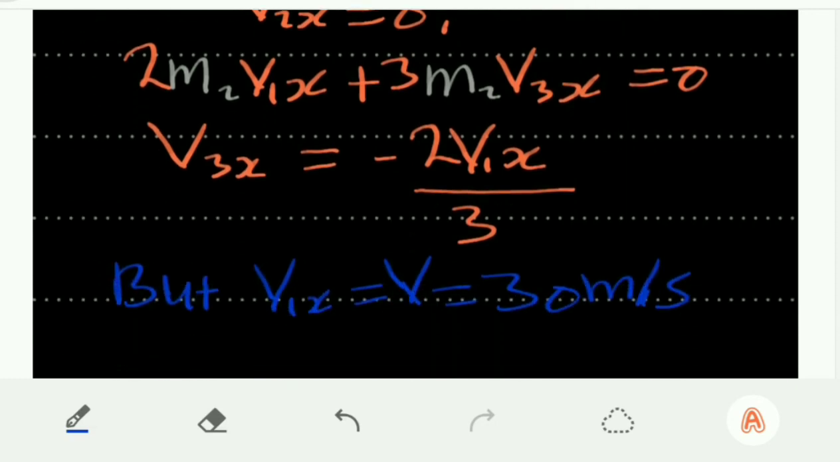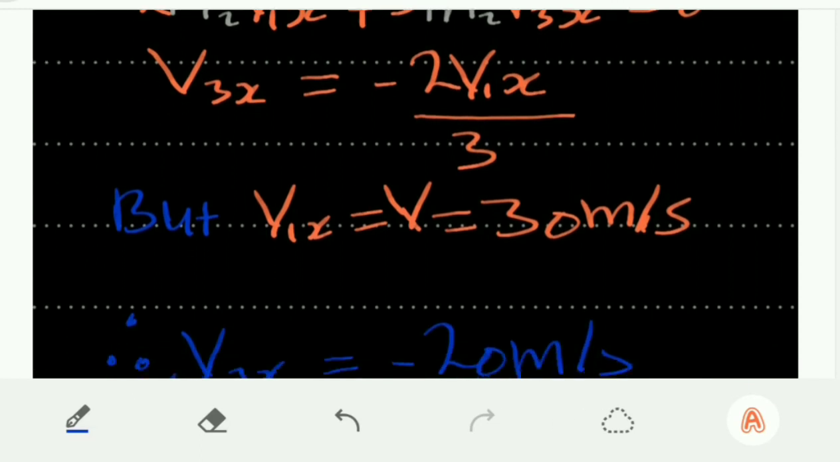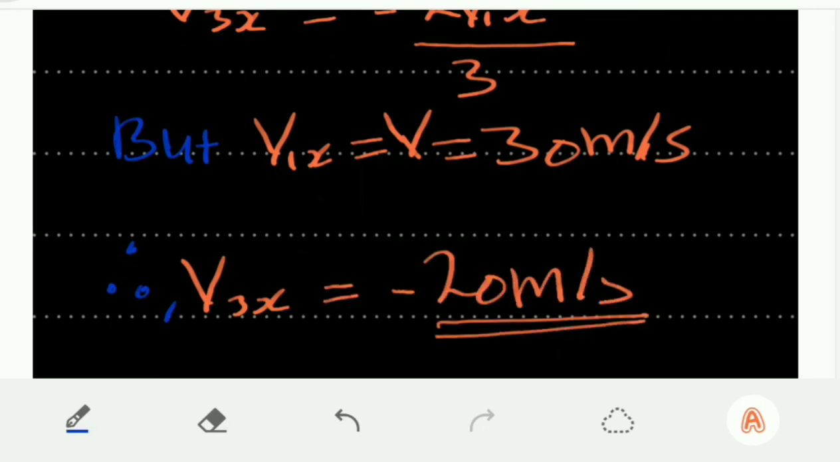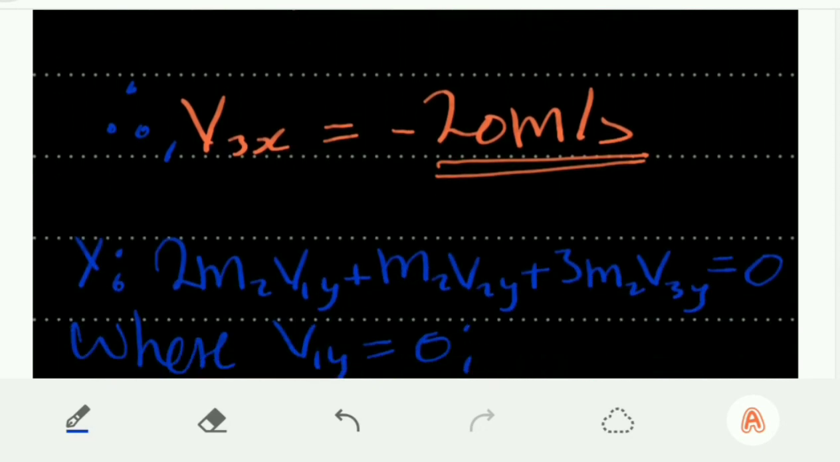We know what v1x is, simply v, which is 30 meters per second. So we substitute this 30 meters per second into the equation for v3x, and we're going to have v3x as minus 20 meters per second. So we have found the x component of this v3. Now that we have found that, let's see the y component.